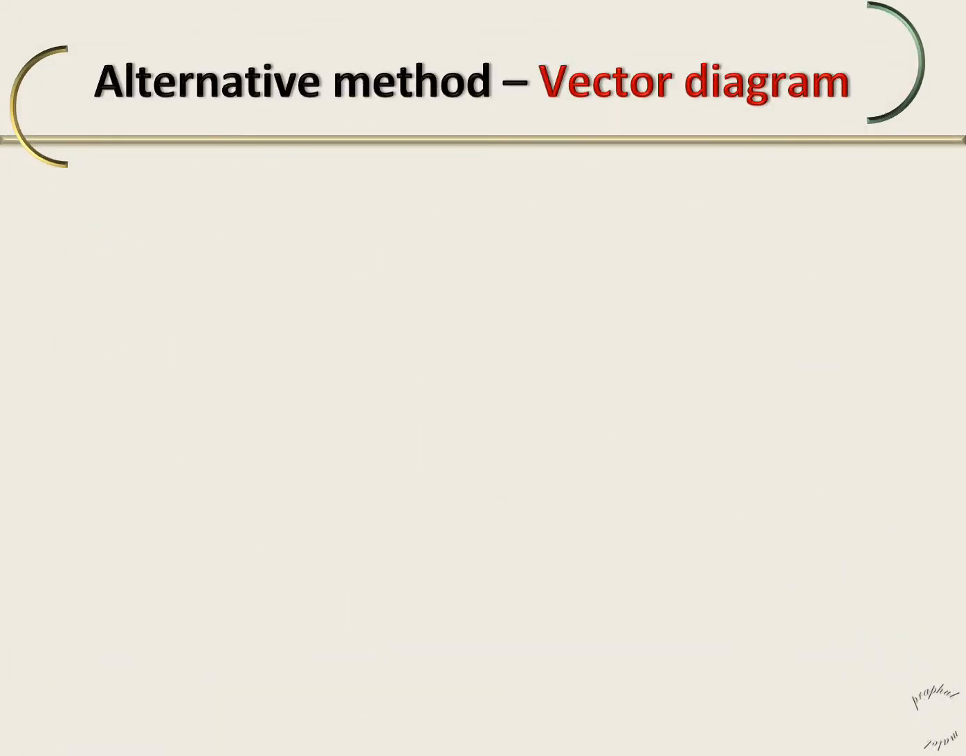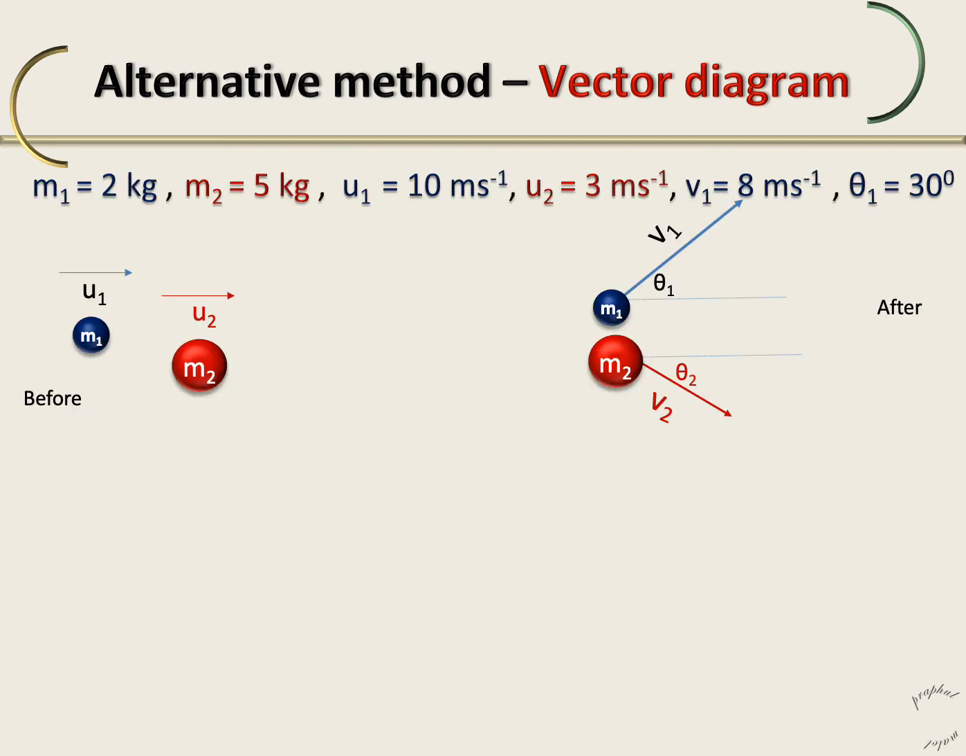There is an alternative method using a vector diagram. The same example, but we did a big calculation. I'm going to solve it using a diagram. So same thing, same values, okay? But this time there's no splitting, no resolving vectors, just drawing a diagram.